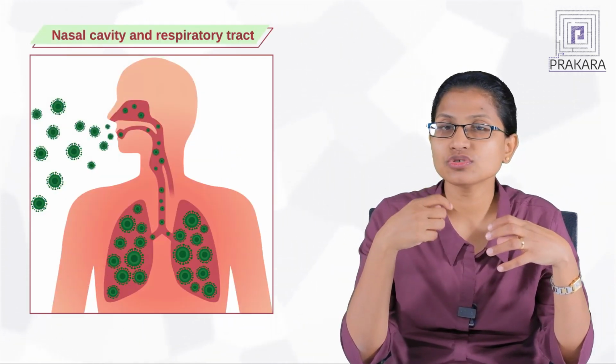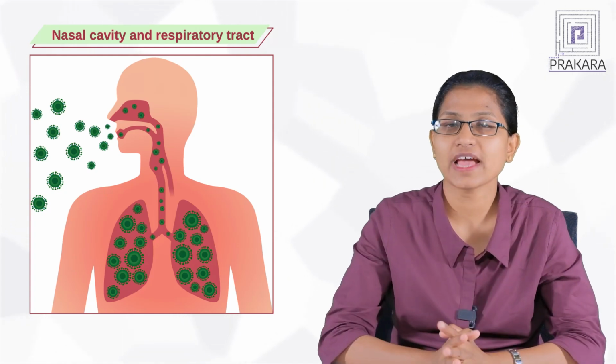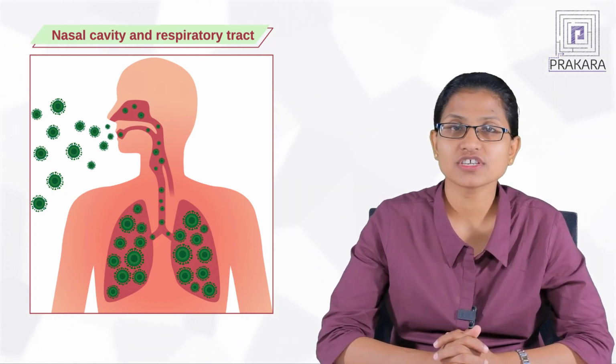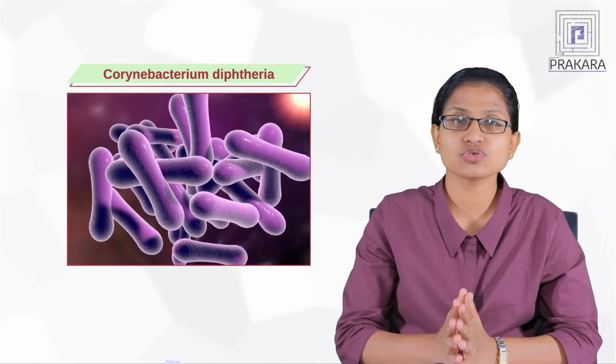Bacillus anthracis travels by means of the nasal cavity and also through the respiratory tract for causing anthrax, which is a severe infection in human beings. The next gram-positive rod-shaped bacteria is Corynebacterium diphtheriae, which is known to cause a well-known infection in human beings, that is diphtheria.